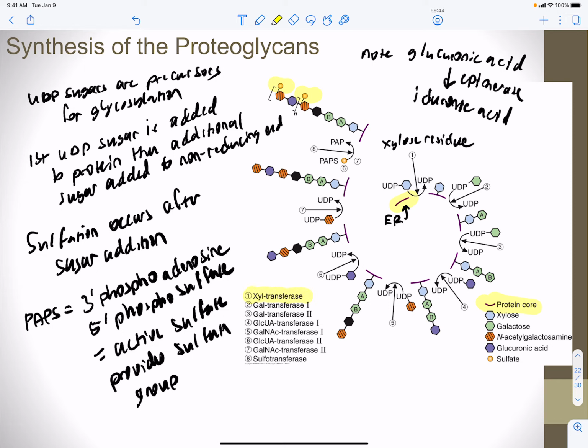And the second one coming in is going to be a galactose, shown here. And so you have your galactose transferase. And then your third position, you're going to have another galactose added. That's shown here, and that's through a galactotransferase 2, etc. So you just start building all your sugars.